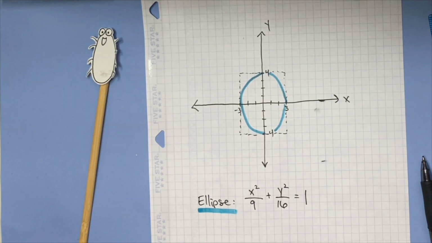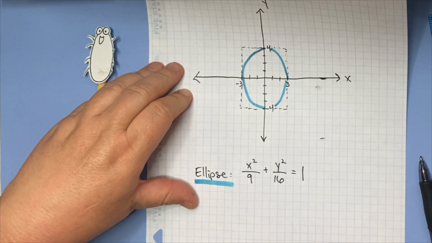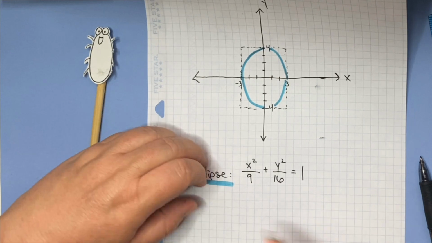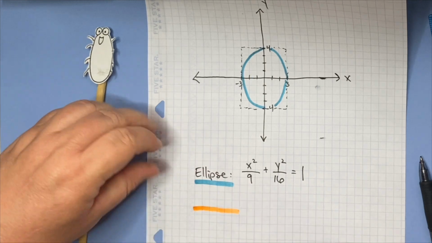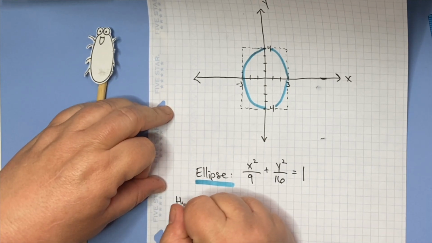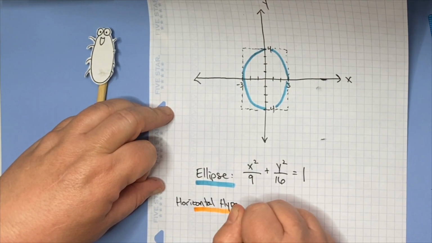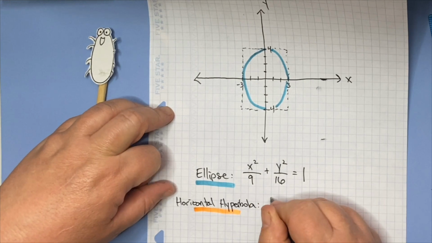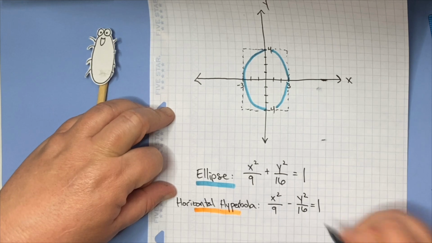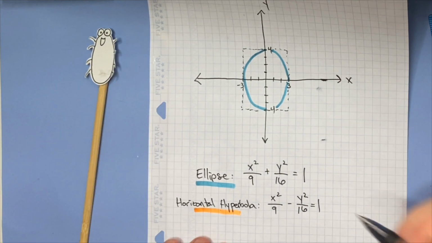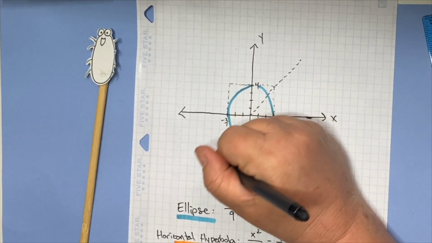Okay. These are the different members of the conic section family. Next up, I'm going to do in orange the horizontal hyperbola. That's going to be x squared over 9 minus y squared over 16 equals 1. And I'm going to have to draw in my asymptotes. Get those in.